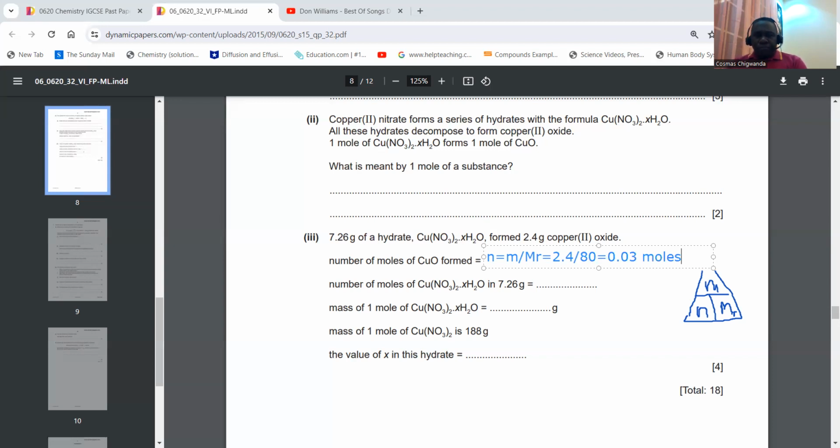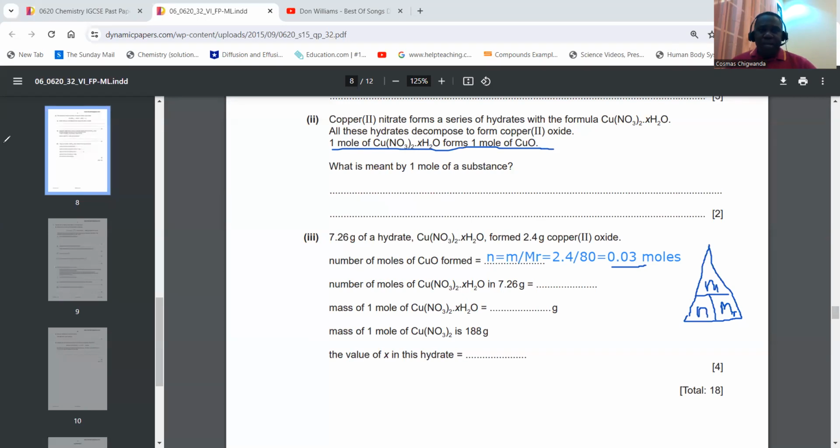Then you have been told to find the number of moles of the hydrated copper nitrate in 7.26 grams. Now we need to go back to what we were told. This line here is very, very important: 1 mole of the hydrated salt will produce 1 mole of copper oxide. That statement is very simple because we are going to use it here. We are going to use that same statement to say we produced 0.03. So what does that mean? It means if it is 0.03 for copper oxide, it also means it's going to be 0.03 for our hydrated salt.